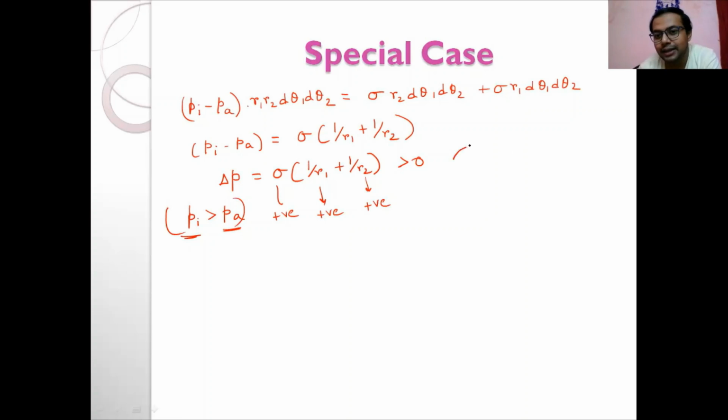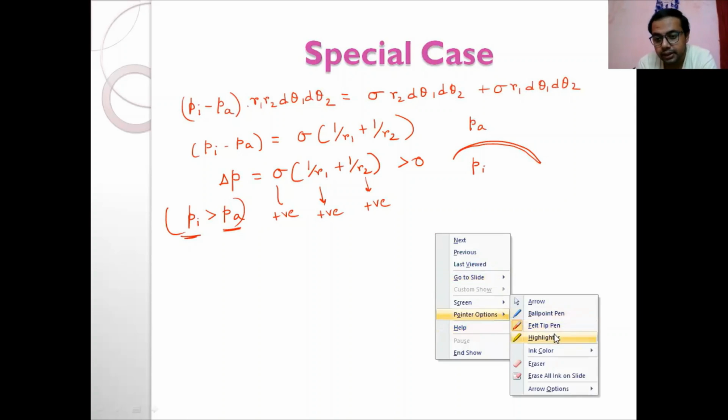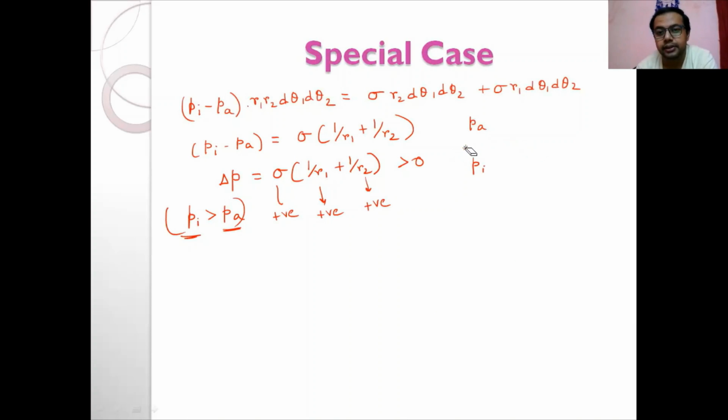Hence we can conclude our statement: for a curved surface, the pressure on the concave side must be greater than the pressure on the convex side. That is one statement we find out. Another, this equation that we are getting, is the most important equation, and many questions might have been asked regarding this topic. That we'll discuss.